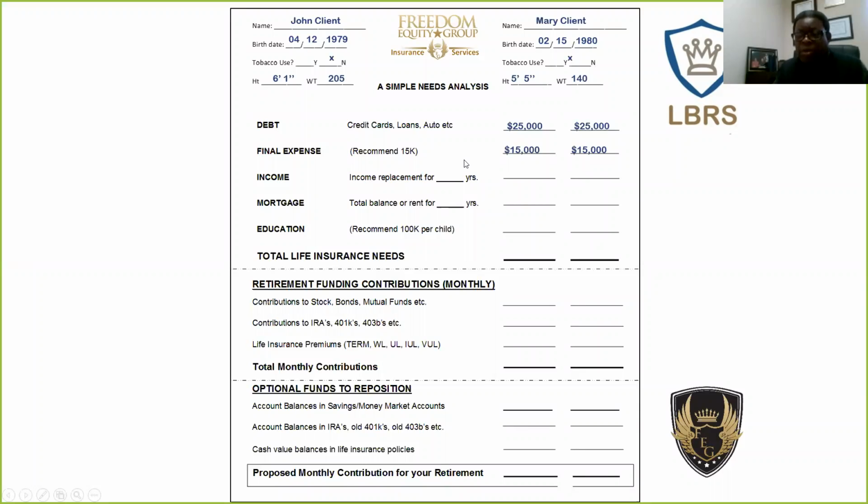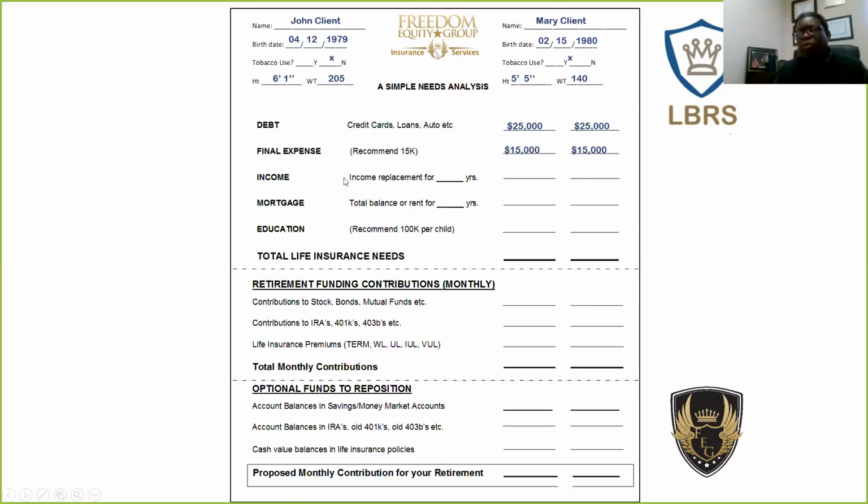Final expense, of course, is the burial, the funeral. And so that's normally about $15,000. Now some may say they want $20,000, some may say they want $10,000, but let them decide. Whatever they decide, how much they want to spend on their final expense, you can put that number there.